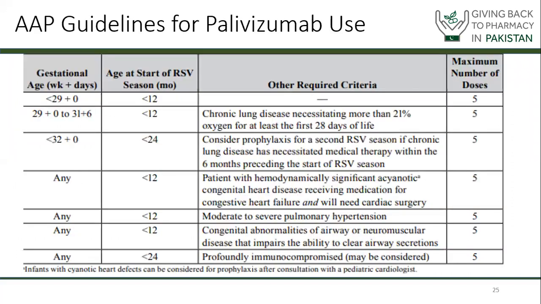High risk means the patients are preterm, less than 28 weeks, less than 32 weeks, or any week. Or if the patient has CLD, is immunocompromised, has congenital abnormalities or any neuromuscular disease, or congenital heart disease, in such scenarios the prophylactic dose is recommended. The maximum number of doses is 5, and it is given monthly.